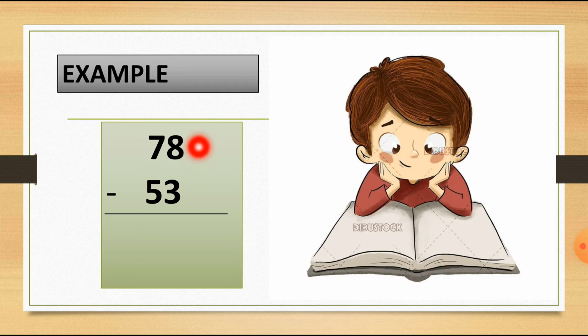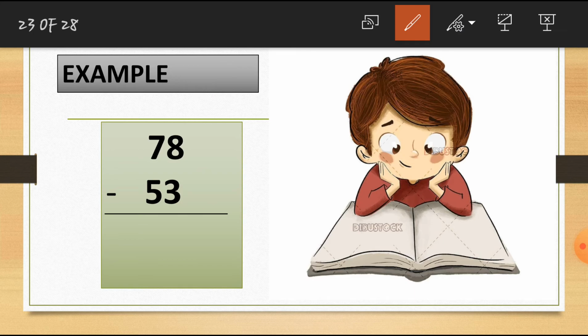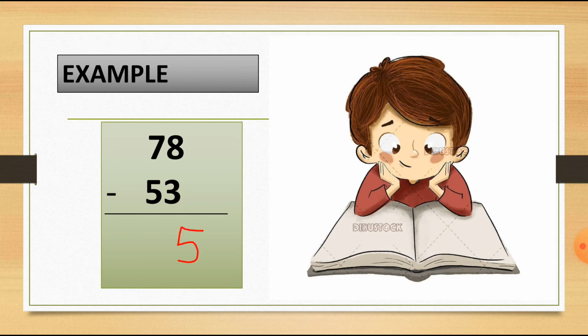So here 8 is at the top side and 3 is at the bottom side. So here we do not need to regroup the sums. So we will cut 3 number from this 8. So how much is it? 8 minus 3 is equal to 5. So let's write 5 number here, and let's move to the tens column here. So here is the tens column, which is 7 minus 5.